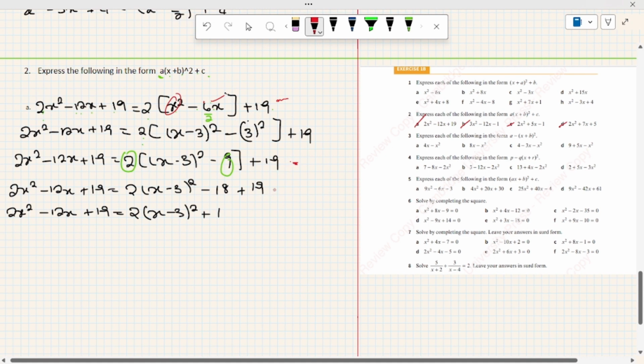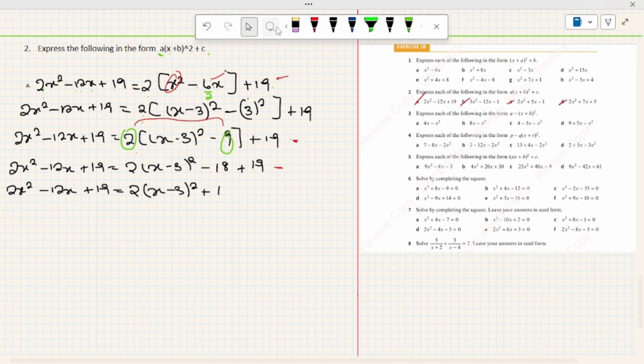So this is this step, and then this step is that you have to multiply this 2 back into the brackets, right? So it's going to be 2 multiplied by the whole bracket of x minus 3 squared, and then minus 9, because it's 2 multiplied by this 9. Then 2 times minus 9 is going to be minus 18, and you open this bracket up because you've multiplied everything. Now we're going to say plus 19, right? And then you're going to have a value of 2(x minus 3) squared plus 1, which is our correct value, right?